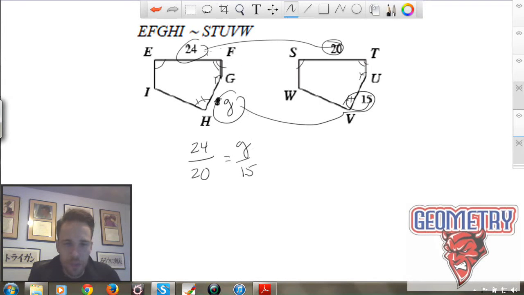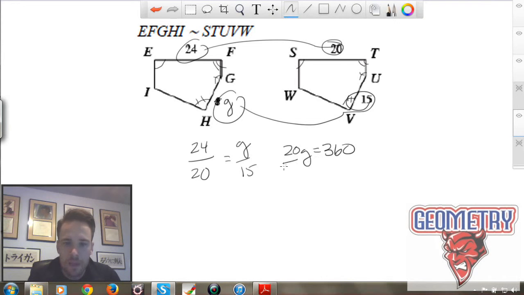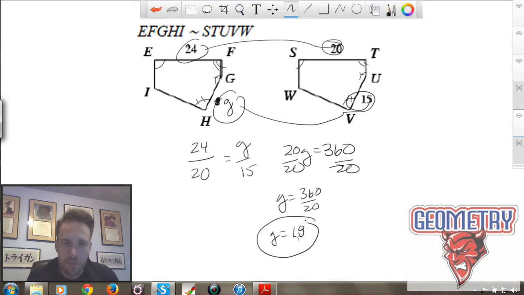So again, I made sure that whatever figure I started with on top on one side of the equation, I started with that same figure on top on the other side of the equation. So we're going to cross multiply here. So 20G equals 24 times 15 is 360. Divide both sides by 20. So G equals 360 divided by 20, which ends up being 18. So G is 18.